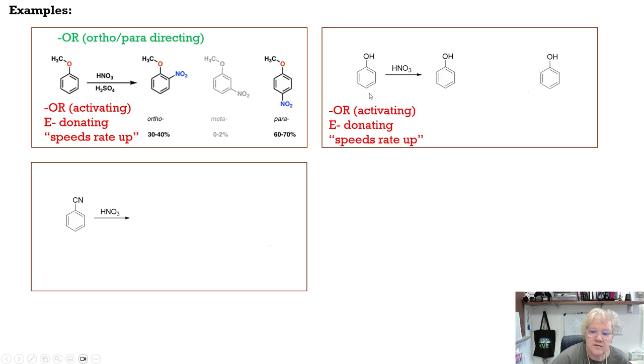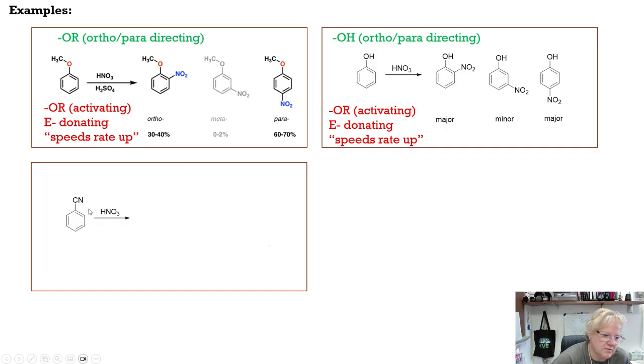OR is activating, electron donating. And again, if you look at your table or your list, because I know you haven't memorized it yet, it's ortho-para directing. Okay, this really should say sulfuric acid down here too. I should change that. Major: ortho, para, and minor: meta.